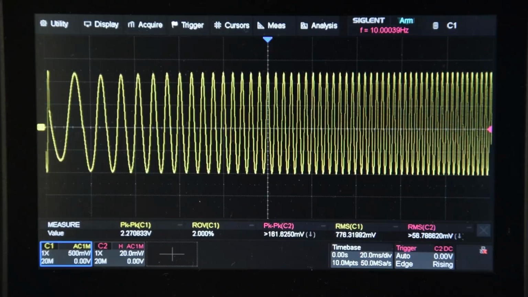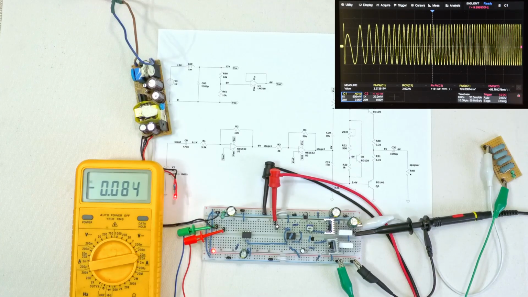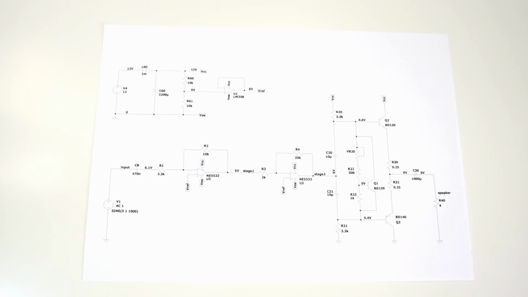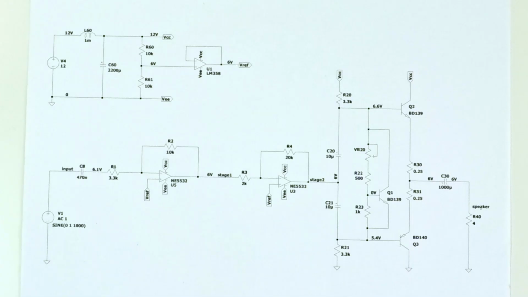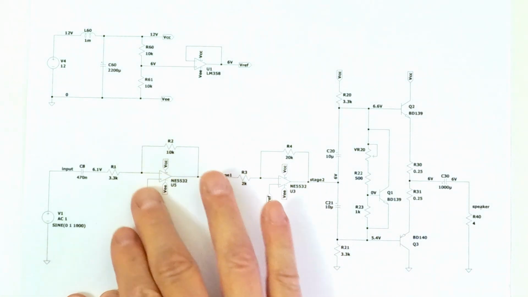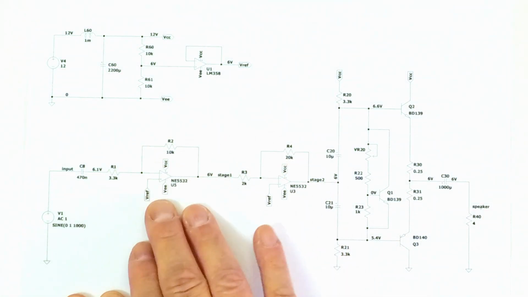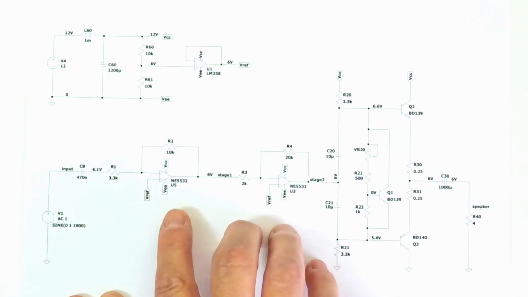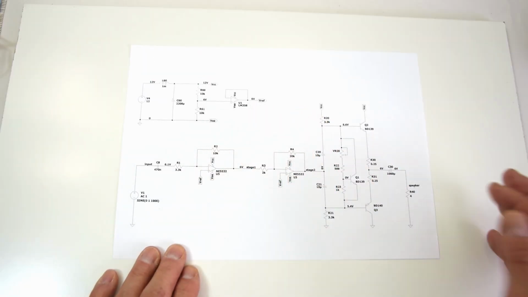So let's see if we can add some tone control to boost the low frequencies. The best place to position a tone control in an amplifier would be where the level of signals is still low. So that would be at this part of the circuit. Let's take a look at what we could do at this first op-amp.